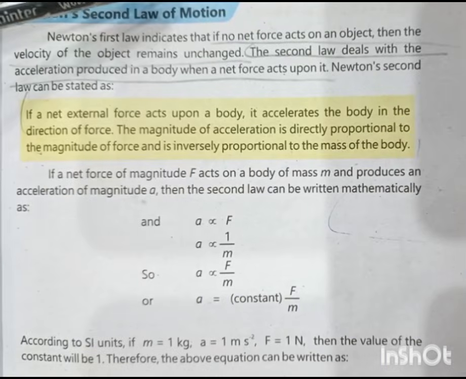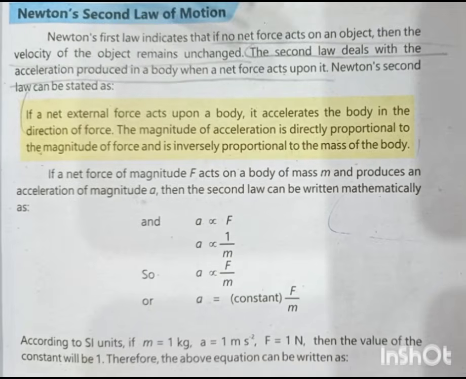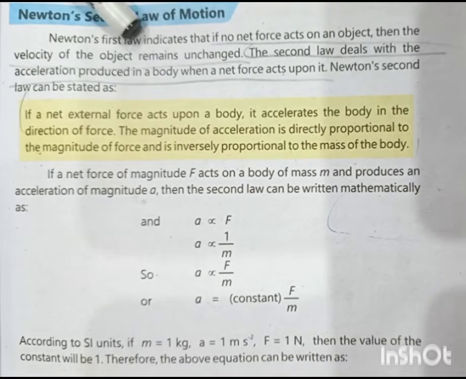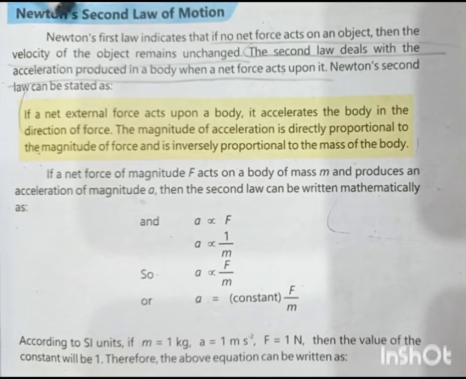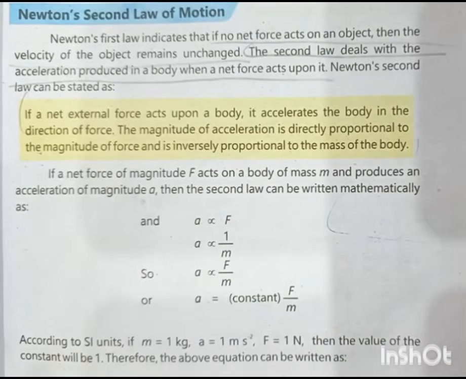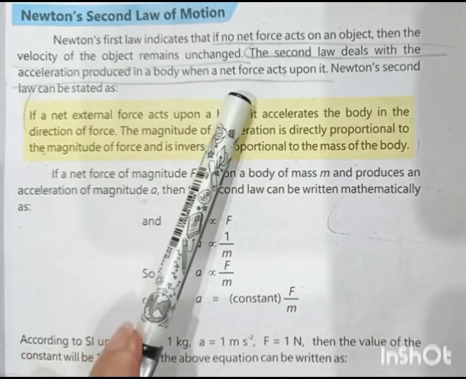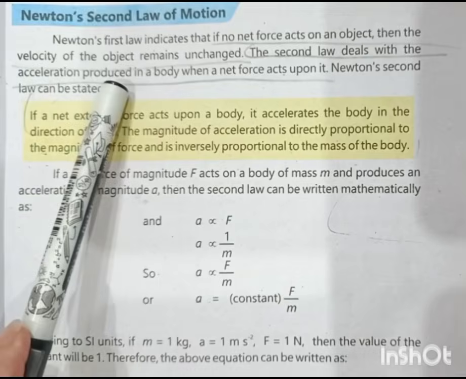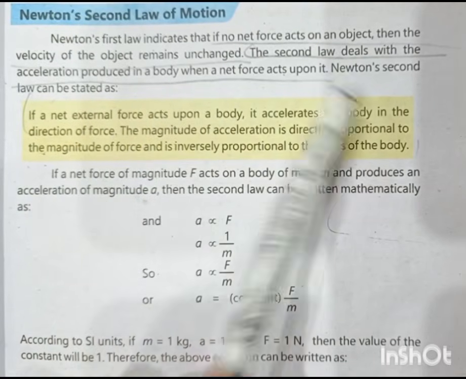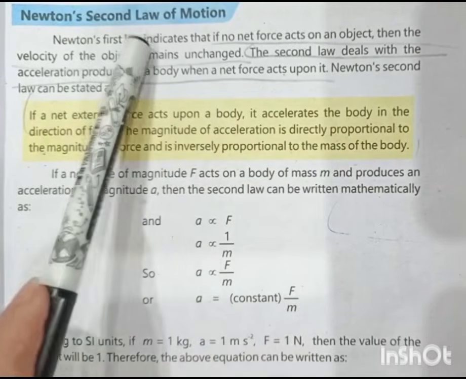Newton's second law of motion. Newton's first law indicates that if no net force acts on an object, then the velocity of the object remains unchanged. But in Newton's second law of motion, we will study the relationship of acceleration with force. Acceleration is produced in a body when a net force acts upon it. Newton's second law, please underline this portion. This is the definition of Newton's second law.